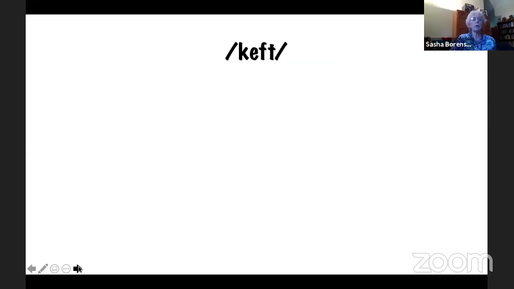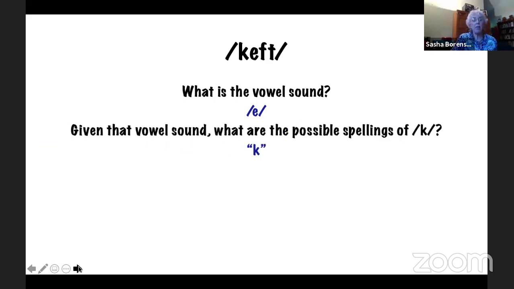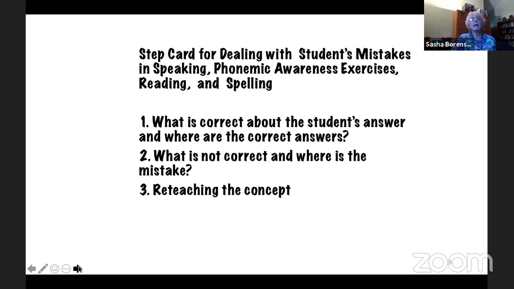So now we have this word, and this word is kef, also a nonsense word. So what's the first thing we have to ask ourselves? What's the vowel? And the vowel here is E. Now, given the fact that that vowel is E, and I want the first sound to be K, can I use a C? Thumbs up or thumbs down? Nope. And the reason I can't is that the C with an E after it would say S, and I want K.